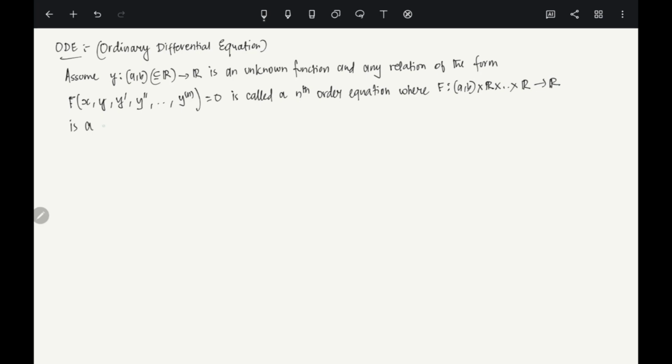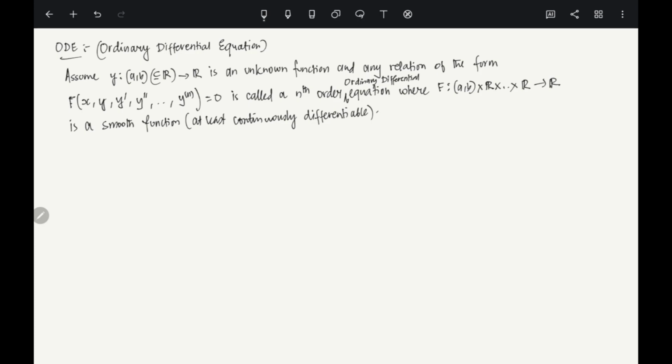F is a smooth function. What do I mean by smooth function? I mean that it is at least continuously differentiable. So basically what we are doing is looking at a relation like this, and such a relation we will call an nth order equation, or to be very specific, an ordinary differential equation. I forgot to mention this, ordinary differential equation.